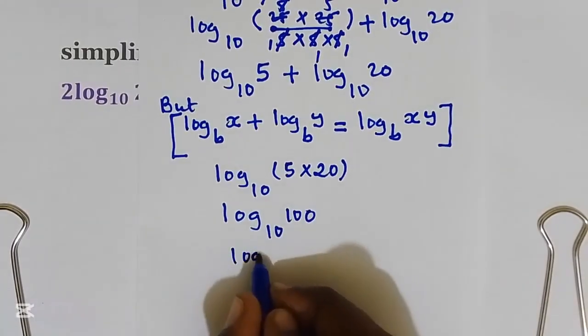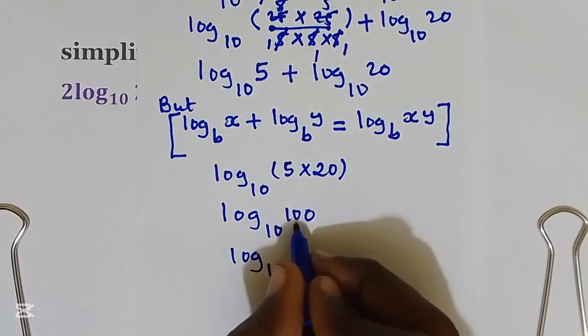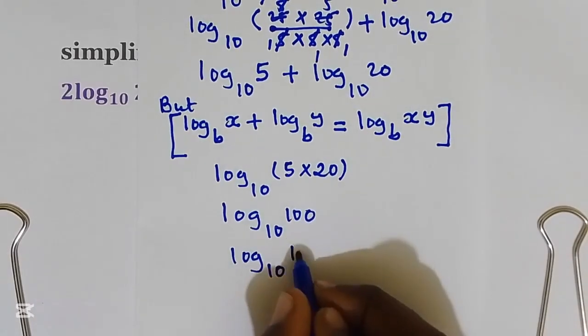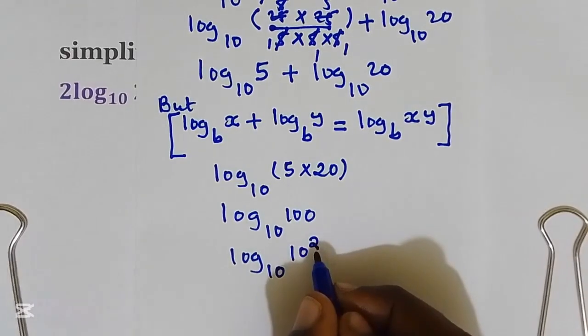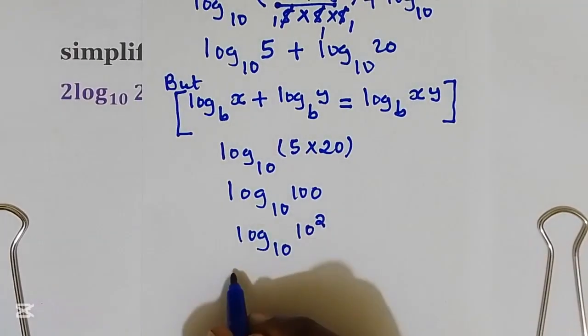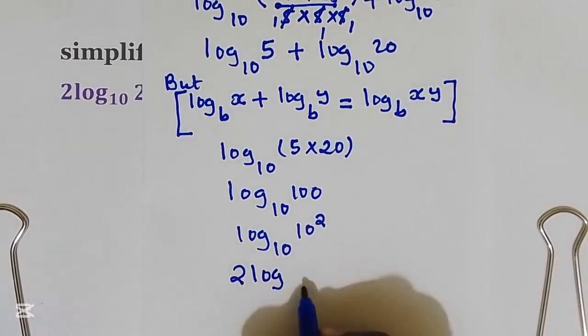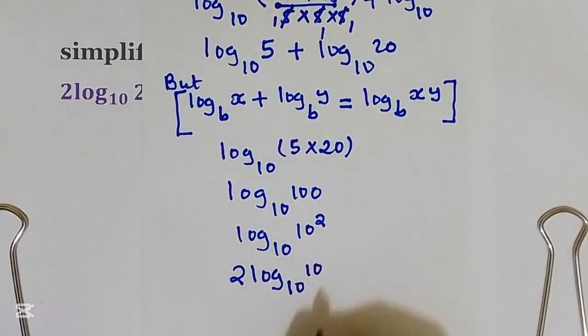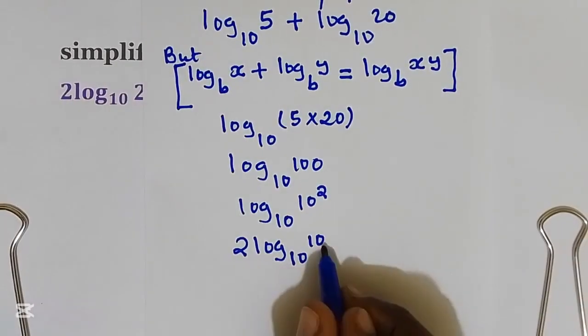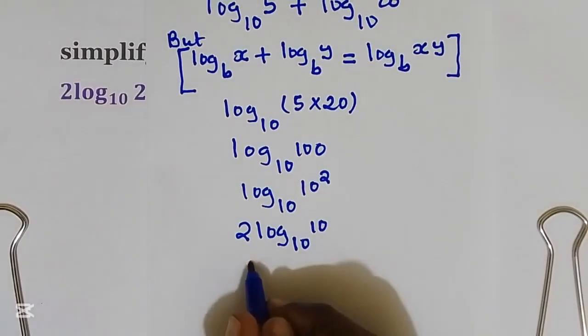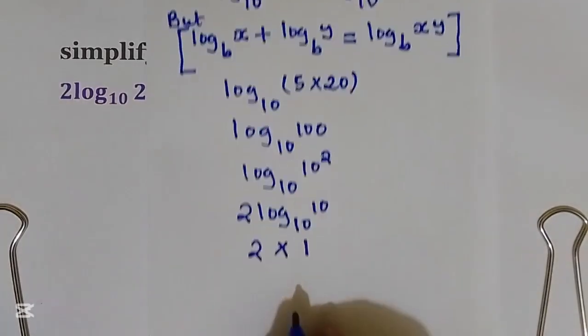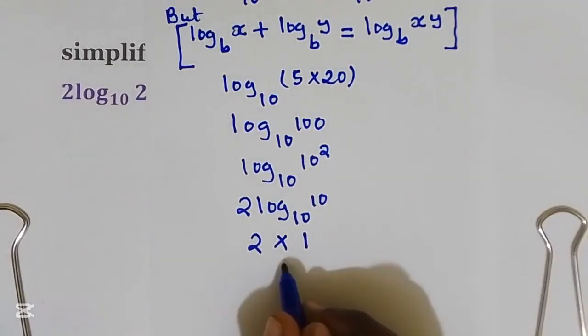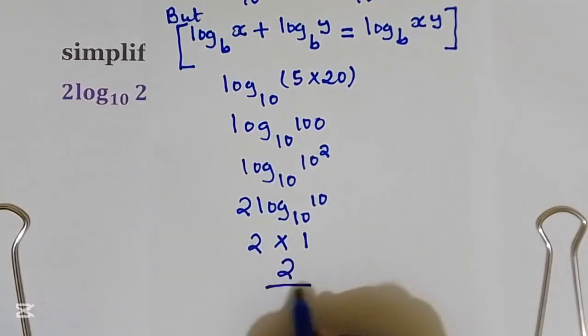That is log base 10 of 100, which is the same as 10 power 2. Take the power in front of log, we are going to have 2 log base 10 of 10, but log base 10 of 10 is equal to 1, so we are going to have 2 multiplied by 1, and the simplified answer is equal to 2.